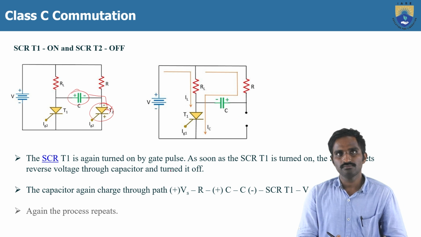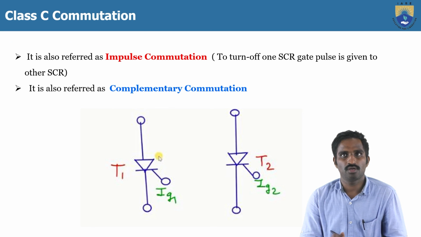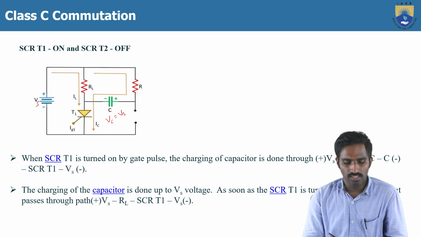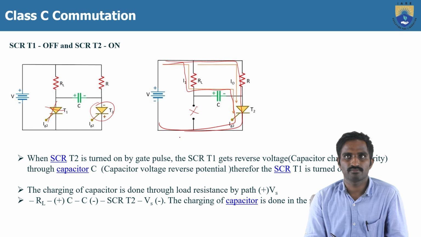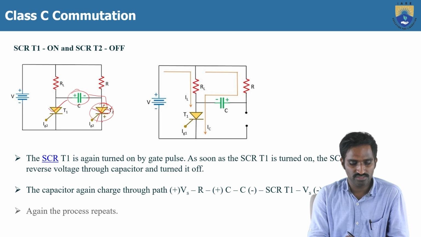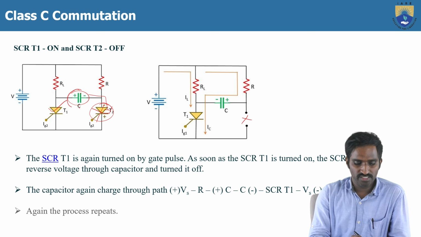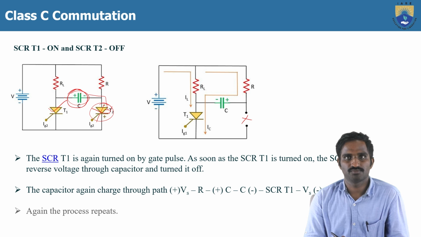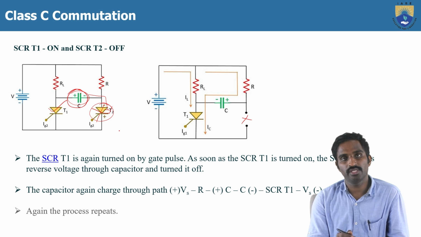In this way, we apply the commutation. That's why it is complementary commutation, because by turning on the thyristor T2, we turn off the thyristor T1. Once you turn on the thyristor T2, immediately the thyristor T1 will turn off. And if you want to turn off the thyristor T2, you have to turn on the thyristor T1, and then immediately the thyristor T2 will turn off. Again here, the major role is played by the capacitor, which is the commutating element. By the charging and discharging process, we are turning the thyristors on and off.